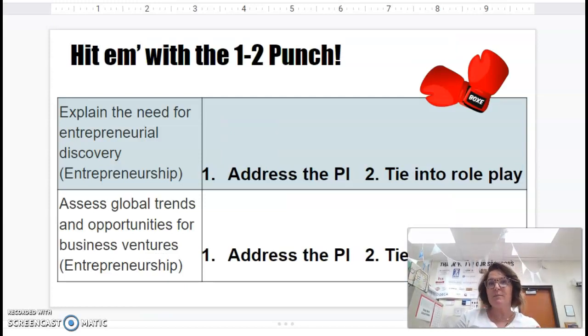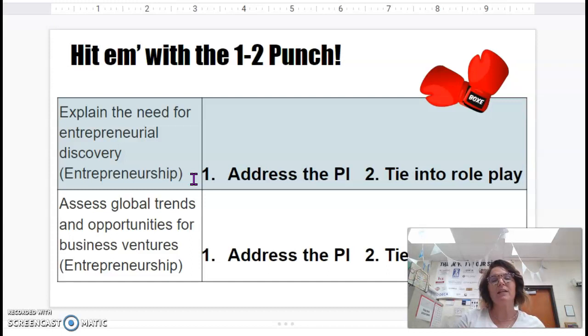Whenever we deal with these performance indicators, we kind of say, and it's a little bit cheesy, that you really want to hit them with a 1-2 punch. So take a look at this slide. Here are examples of 2 different performance indicators. And then on the right-hand side, you can notice the 1-2 punch. So if we take a look right here, it says, explain the need for entrepreneurial discovery. And the reason why it has the word entrepreneurship in parentheses is because with regards to DECA, that performance indicator is from the entrepreneurship area, which is why that's there.